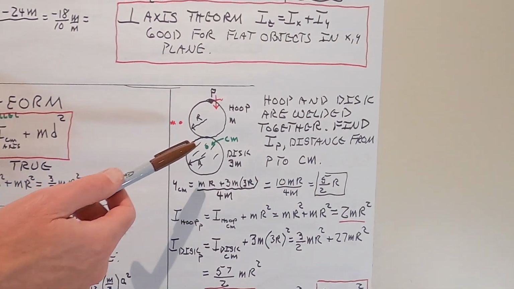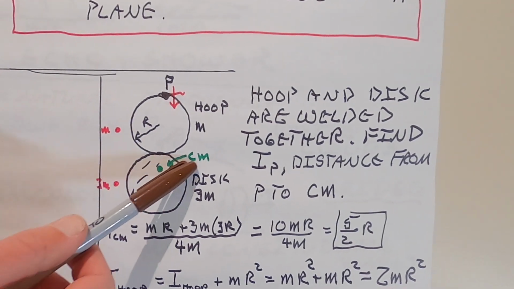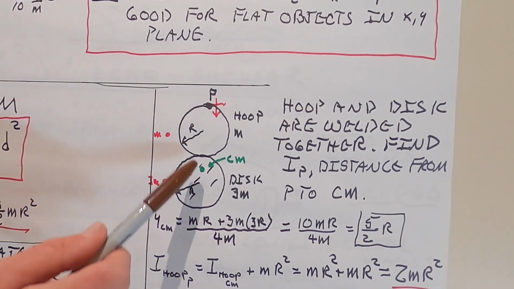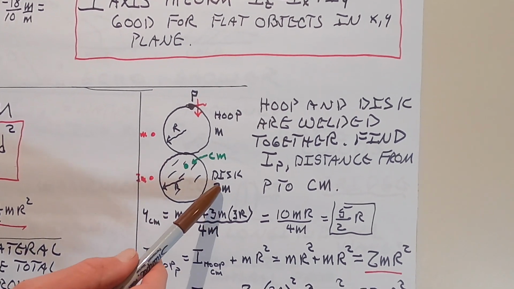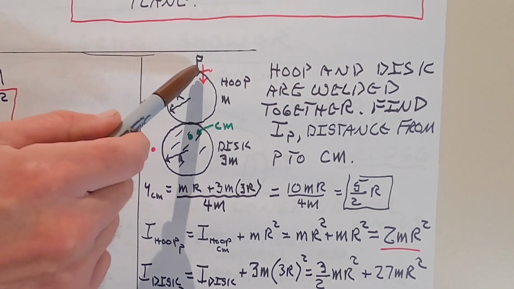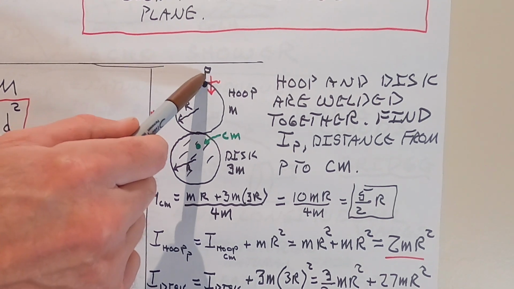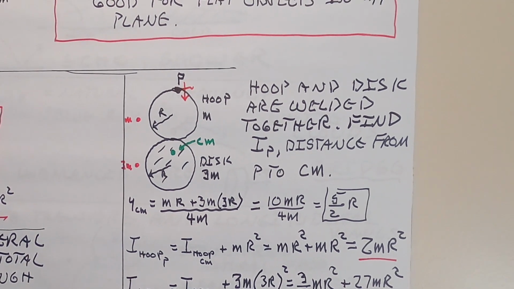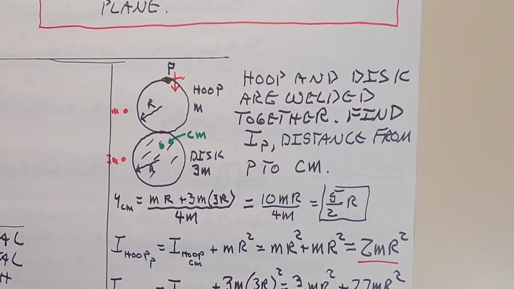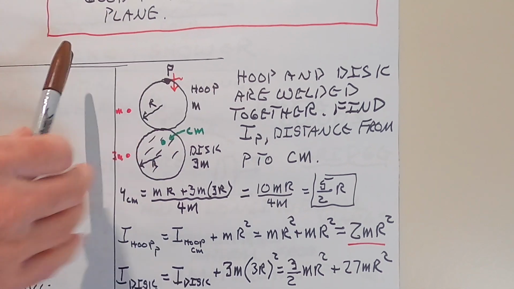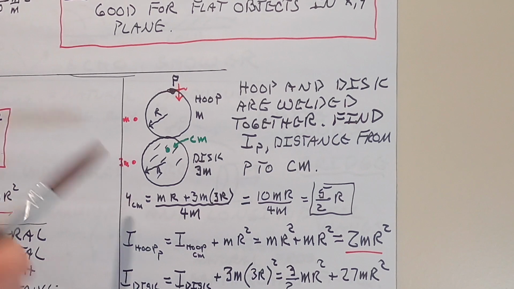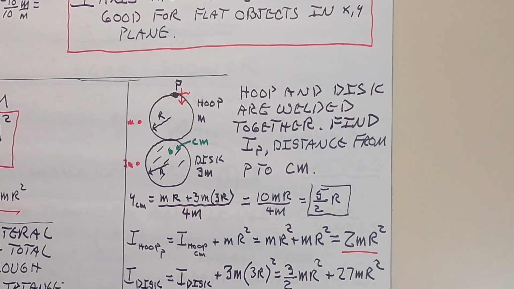Okay, now here I have a hoop. It's a hoop and a disc right here, and I'm going to weld these two together. And this one is 3m, the disc, and this one is m, but we'll have the same radius right here. And I want to know what is the moment of inertia about that point right there. We'll see later that if you know the moment of inertia about that point, and you know where the center of mass is, you can find the period of oscillation very easily from those two. But we're just going to find the moment of inertia about that pivot point right there.